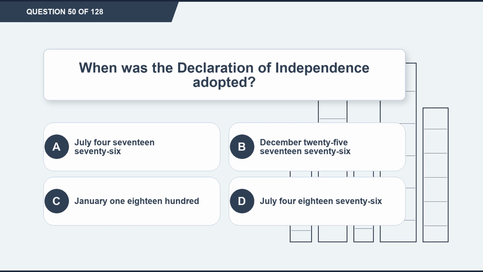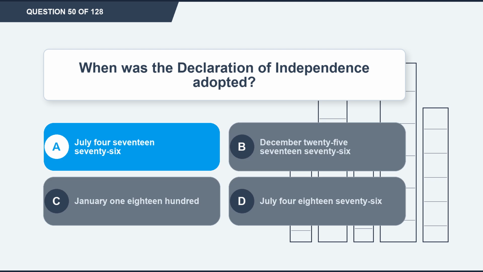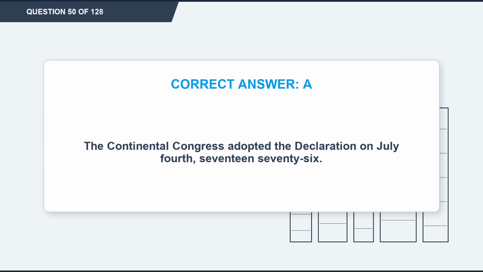Question 50. When was the Declaration of Independence adopted? Option A, July 4, 1776. Option B, December 25, 1776. Option C, January 1, 1800. Option D, July 4, 1876. The correct answer is option A, July 4, 1776. Explanation. The Continental Congress adopted the Declaration on July 4, 1776.